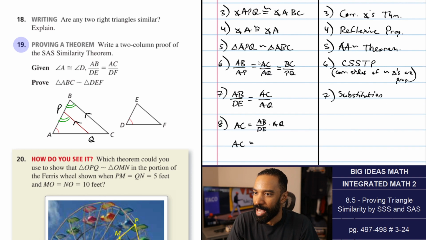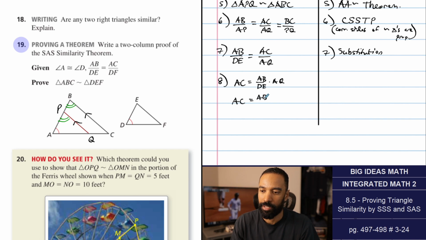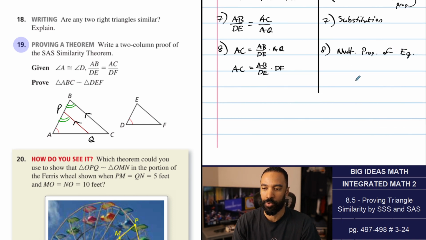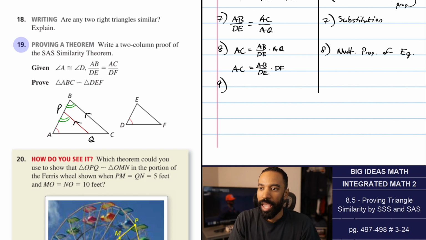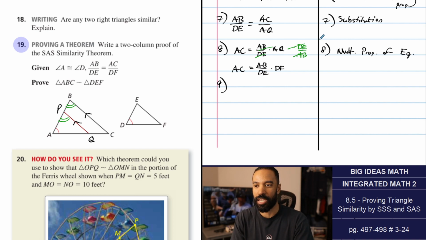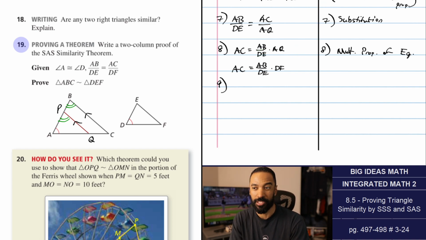So what did I say? Multiply by DF, AB over DE times DF. And we have to do one step at a time of these, unfortunately. This is the multiplication property of equality. The first one before was substitution property of equality, by the way. And now, I guess this is also multiplication property of equality. I'm going to multiply by the reciprocal, DE over AB, which would cancel those out and bring it to the other side. I'll get AQ and DF to be the same length.